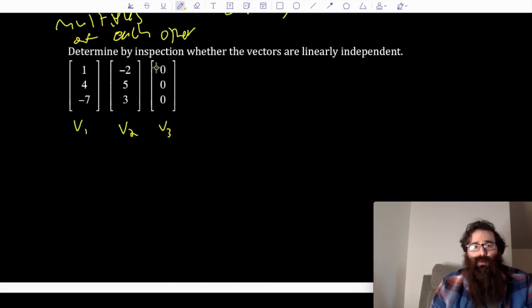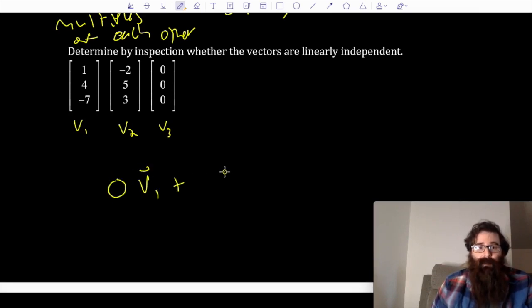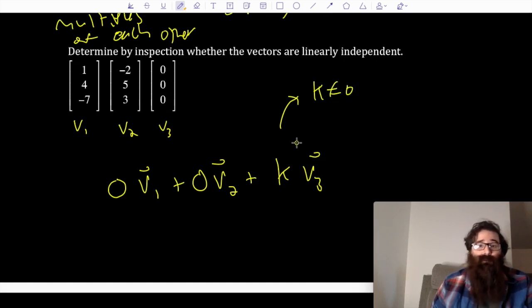But since one of the vectors already has all 0 entries, that's going to be my sort of get out of jail free card. Because what I can do, and let me know in the comments below if you think this is an illegal move. It's not technically, but it feels that way maybe. Is I can do 0 times vector v sub 1 plus 0 times vector v sub 2 plus, it could be anything really. So I'm going to say k times vector v sub 3, in particular where k does not equal 0. So it could be 2, it could be 1, it could be negative 7. And that's going to produce the 0 vector for me.